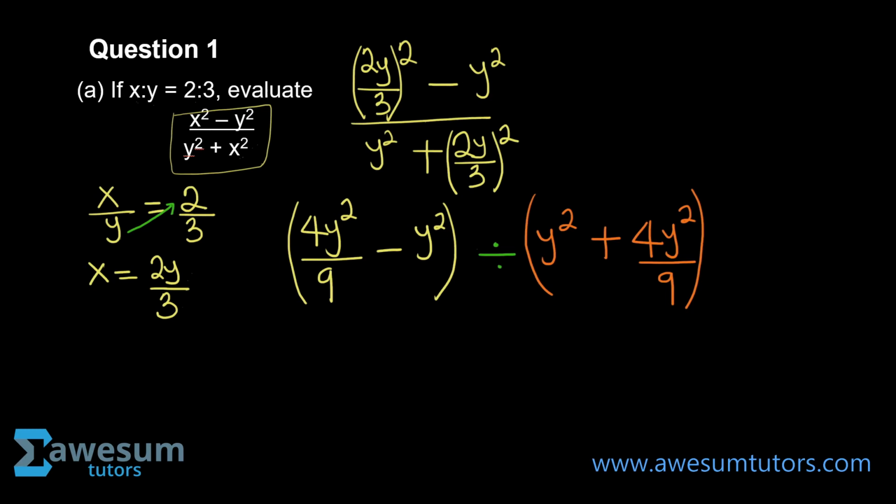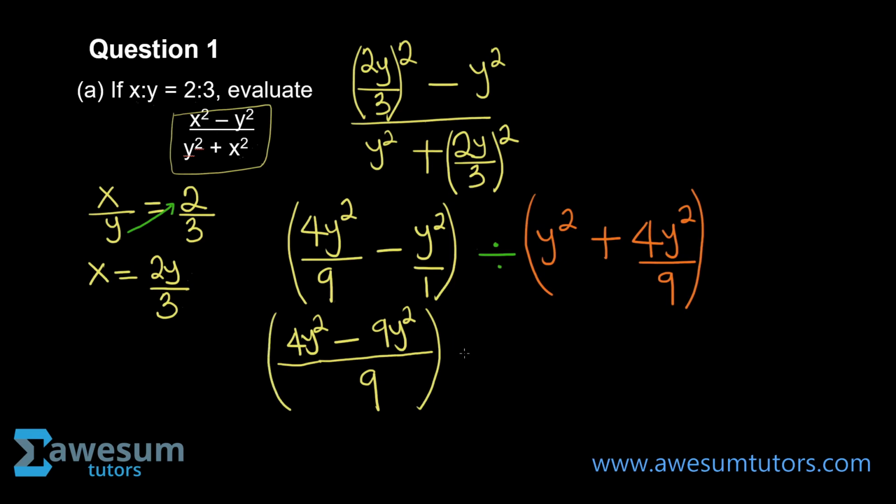Now let us break down this side right here. This is y squared, which I can take to be y squared over 1. So let us break this fraction down. This is subtraction of fractions. LCM of 9 and 1 is 9. 9 in 9 is 1, 1 times 4y squared is 4y squared, minus 1 in 9 is 9, 9 times y squared is 9y squared. This is still my numerator.